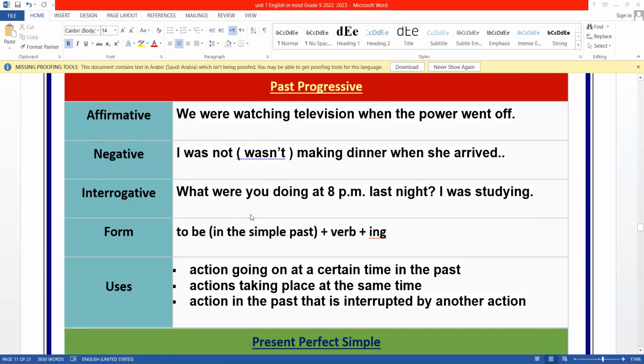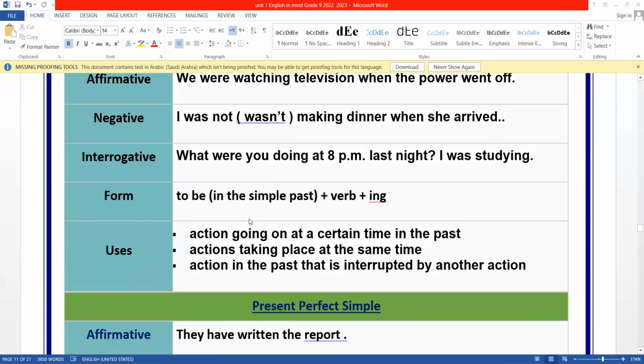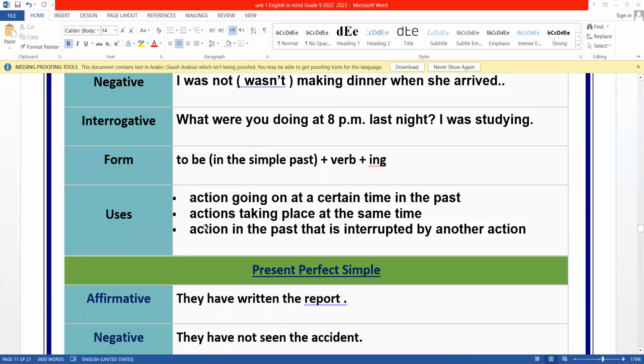The past progressive, affirmative form, we were watching television when the power went off. Negative, I was not making dinner when she arrived. Interrogative, what were you doing at 8 p.m. last night? I was studying. The form of the past continuous or past progressive, we use verb to be, was, were, plus present participle or verb plus ing. We use it for actions going on at a certain time in the past.